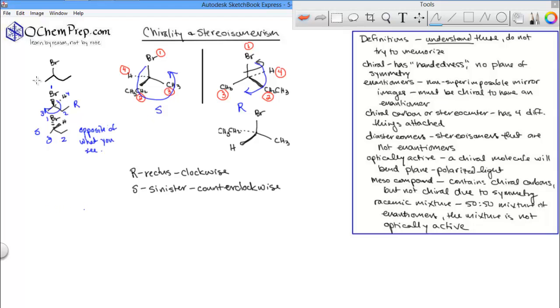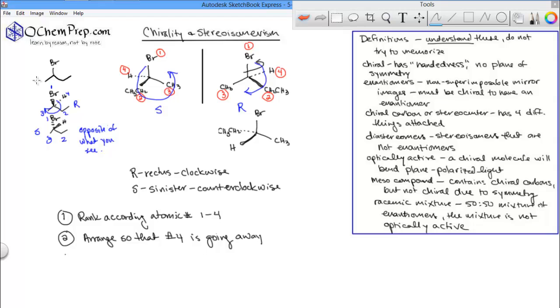So let's go through those rules again. 1. Rank the substituents on the sp3 carbons according to atomic number 1 through 4. And this is again from the first point of difference, 1 through 4. Number 2, rotate or arrange so that number 4 is going away from you, is on the back side of the carbon. And then number 3, what you want to do is look at the rotation 1 to 2 to 3. If it follows this direction, it's R or rectus. If it's 1 to 2 to 3, it follows this direction, it's S or sinister.